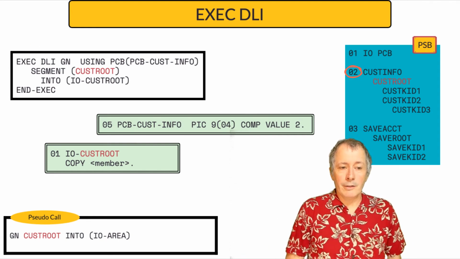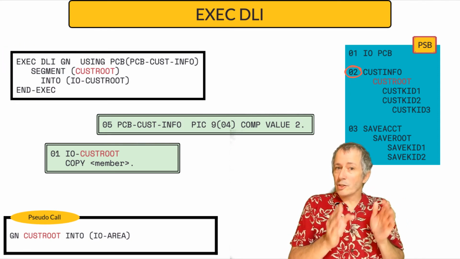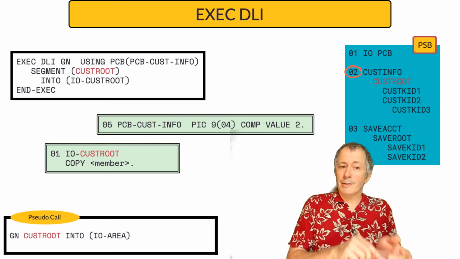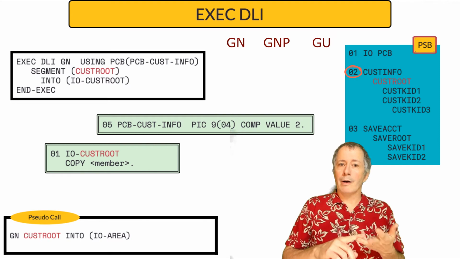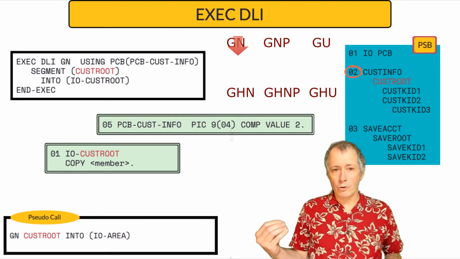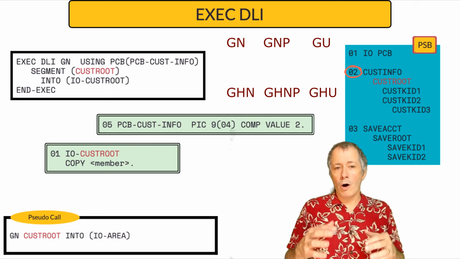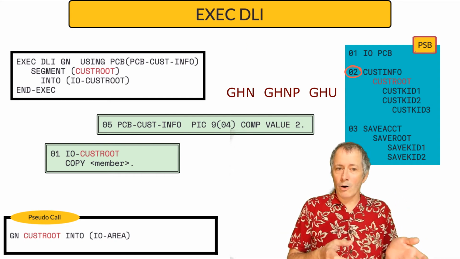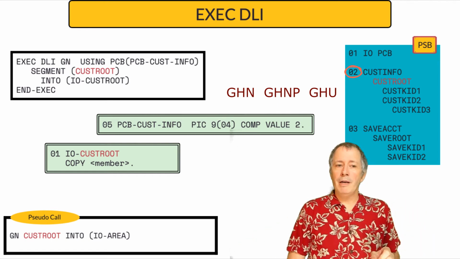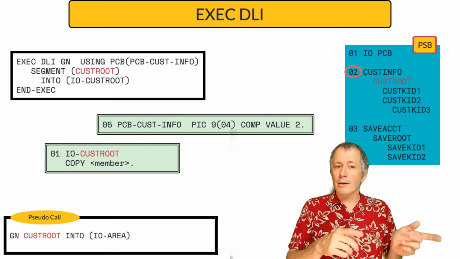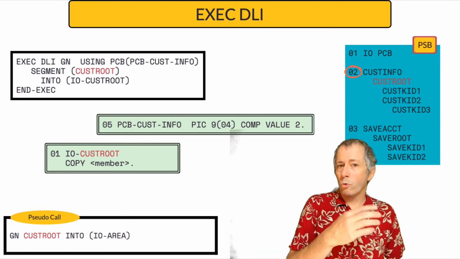Now, the XZDLI get next. It's not GHN. XZDLI converts the get next within parent and the get unique into a whole call behind the scenes at execution time. Thus, all calls done with XZDLI, all get calls, are whole calls, all of them. If a PCB has get only coded for the processing option, such as PROCOPT equal GO, the hold is ignored.